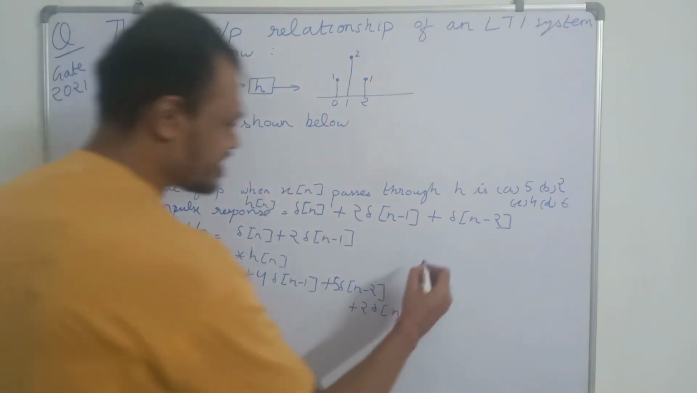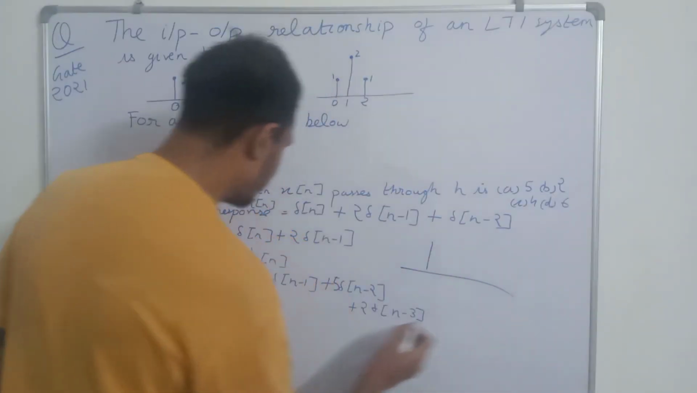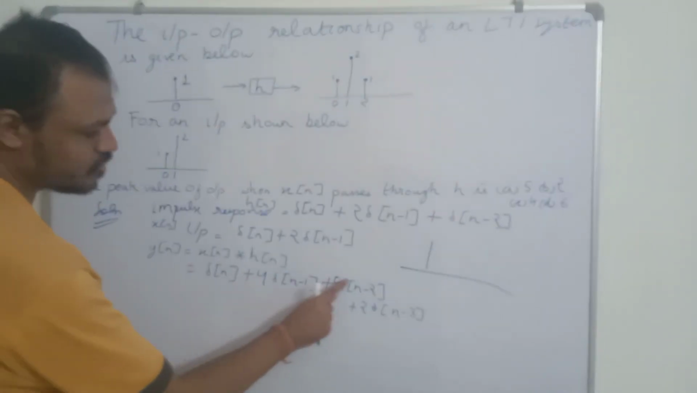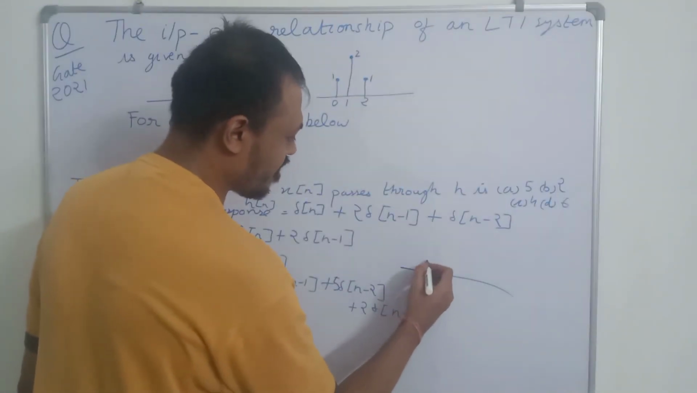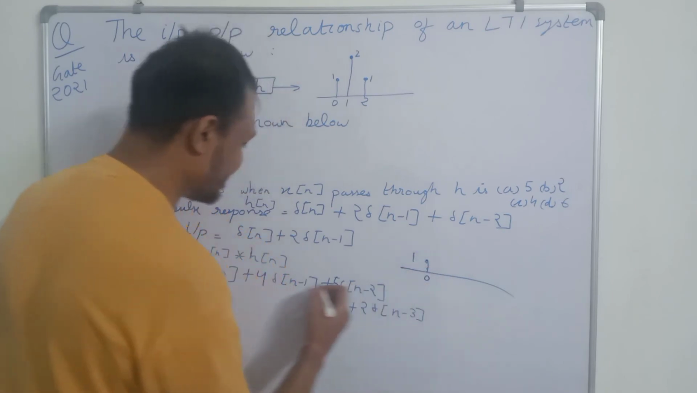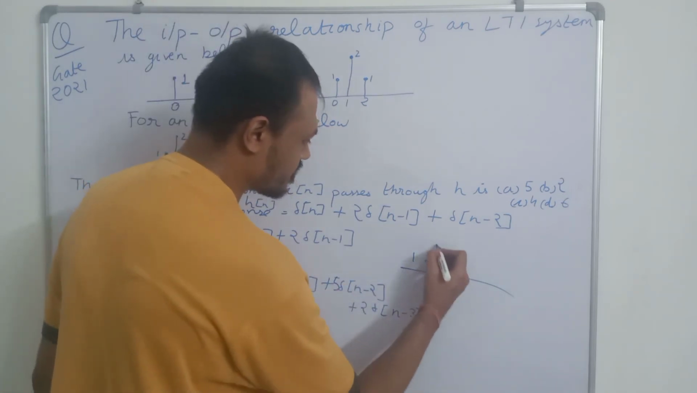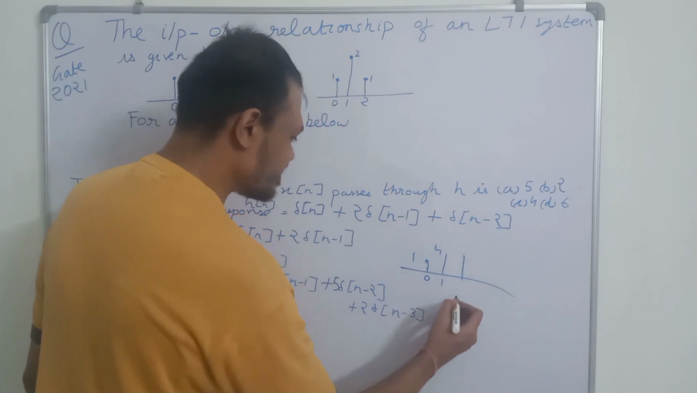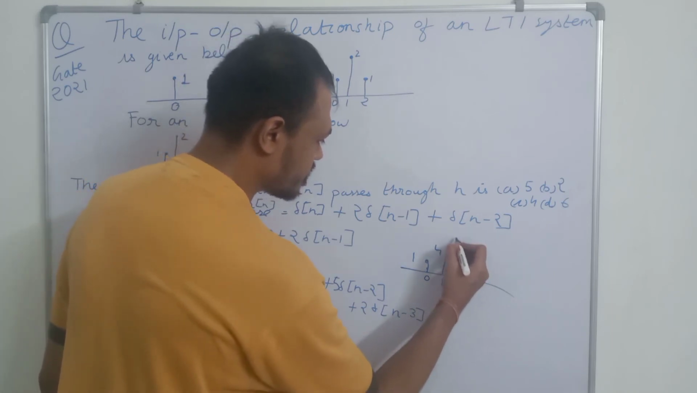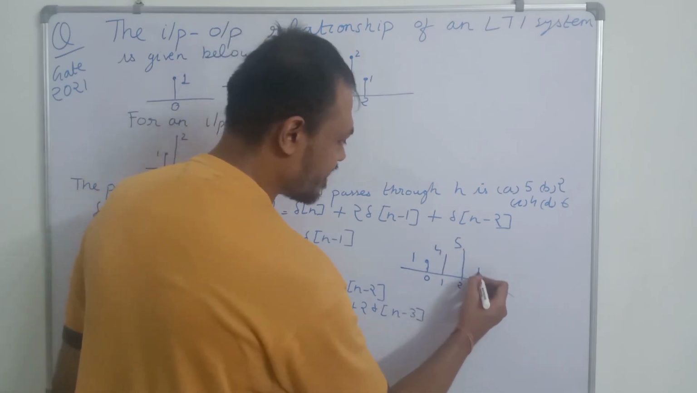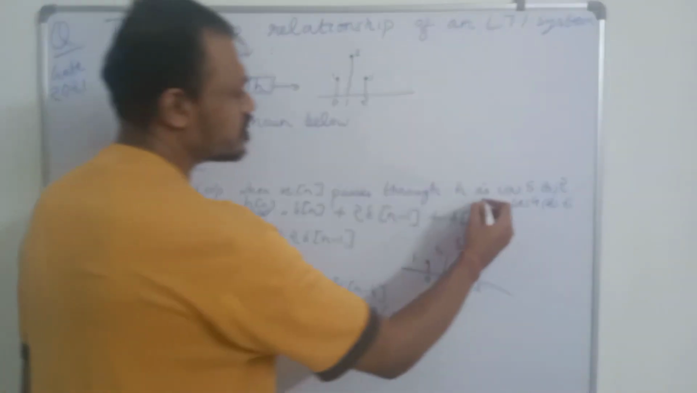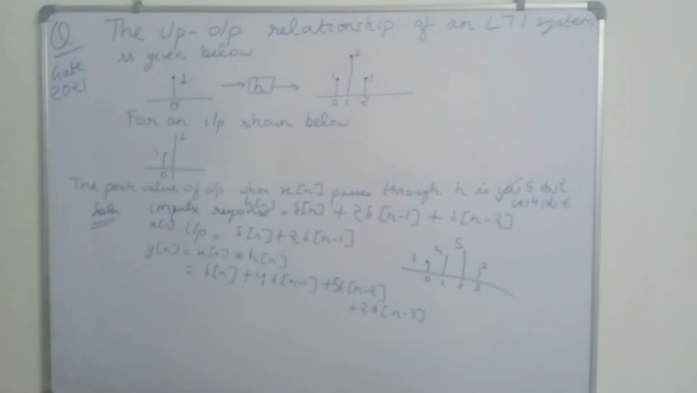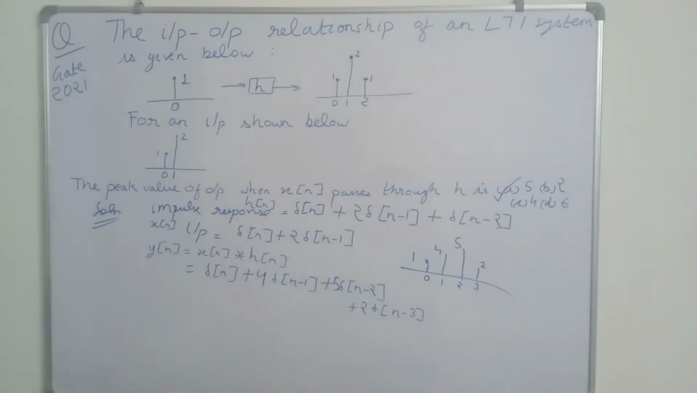The output consists of 4 impulses. The magnitude of the impulse at 0 is 1. The magnitude of the impulse at 1 is 4. The magnitude of the impulse at 2 is 5. And the magnitude of the impulse at 3 is 2. So the peak amplitude is 5. So the correct answer is A, 5. So this was the first method.